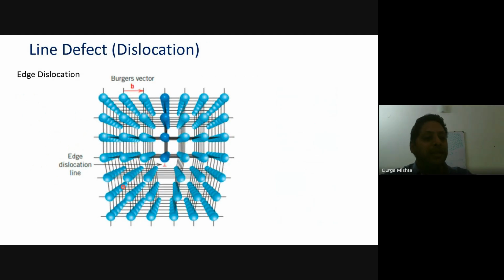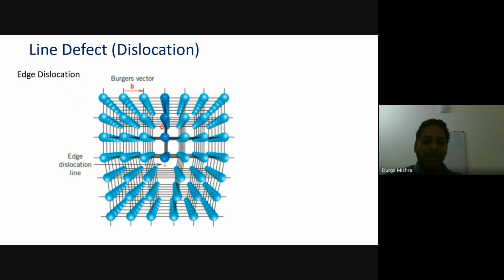Okay, so the next kind of defect is called a line defect, or dislocation. There are several kinds. One is called an edge dislocation. As you can see here, this is a one-dimensional defect, a line or linear defect. That was a point defect; this is a line defect.